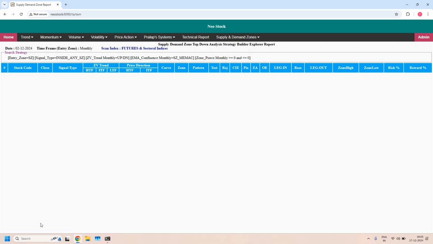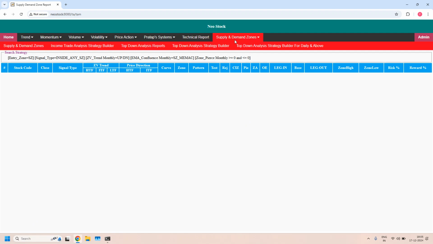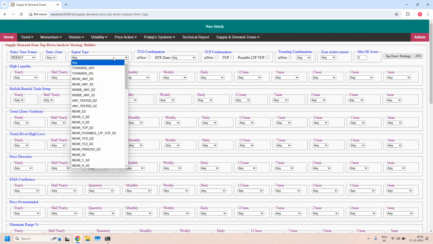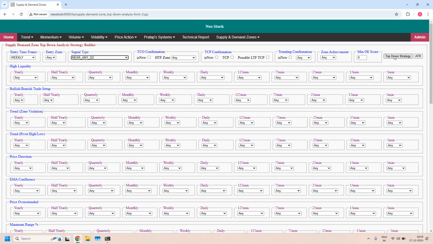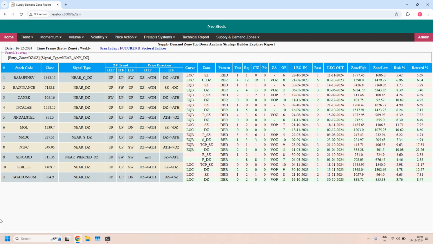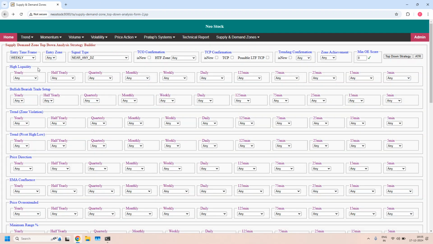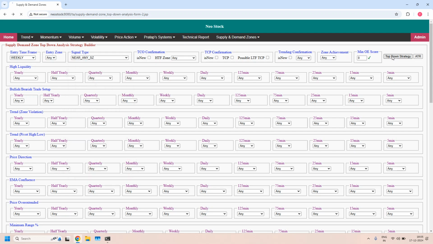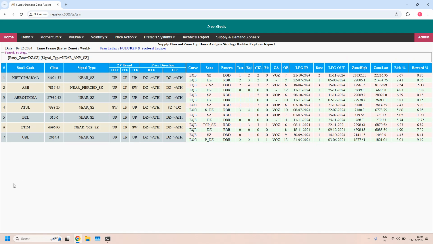Okay. Next time frame is weekly. Stocks near weekly demand zone, 11 stocks are filtered. Next, weekly time frame, stocks near weekly supply zone, 7 stocks we got.